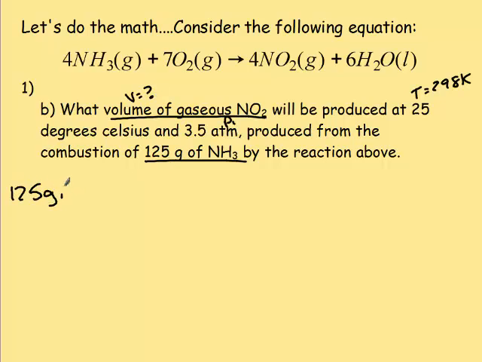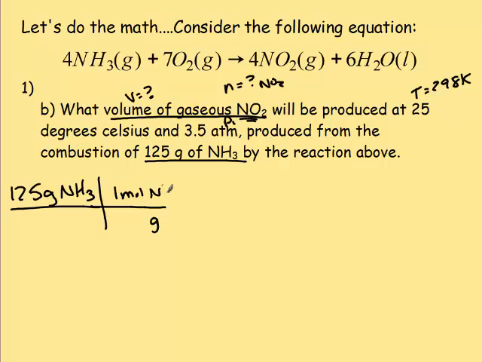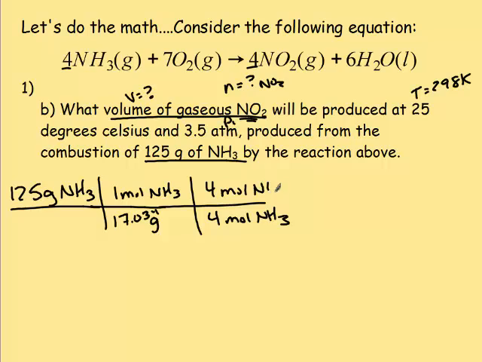So I take my 125 grams of NH3, and I need to convert it to moles of what I'm trying to get my answer in. I'm trying to get my volume in NO2. So I need moles of NO2. I'm given grams, so I have to convert to moles. Remember, you're getting that from the periodic table. 1 nitrogen, 3 hydrogens. 4 NH3s for every 4 NO2s.